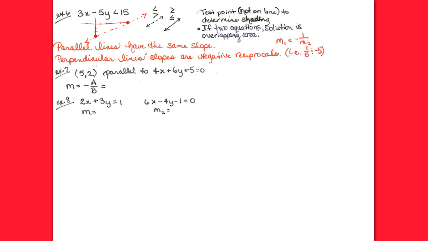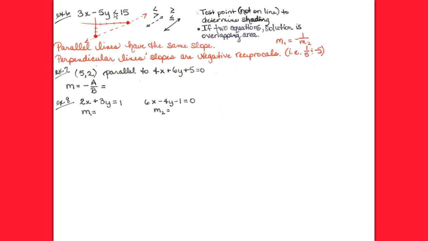If it works, every single point on that side will work, and you can shade that whole side. If it doesn't work, then you know you're not supposed to shade that side, you're supposed to shade the other side. Well, every year I have students that go, I don't really have to do that whole test point thing, because I can just look at this less than right there, and that tells me to shade below. Okay, well, let's test that hypothesis.